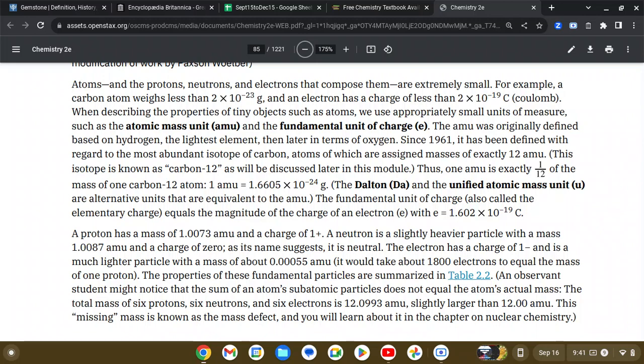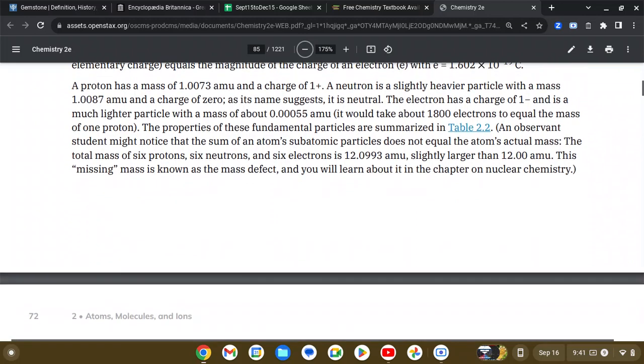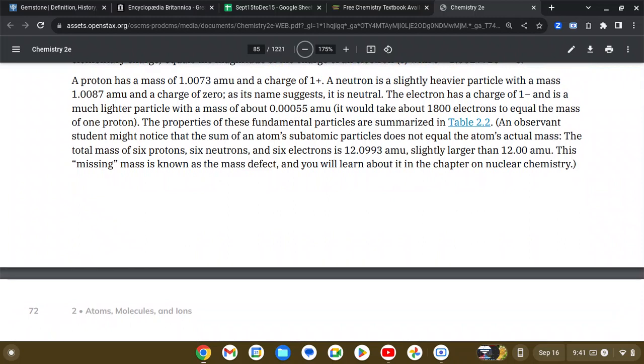The fundamental unit of charge, also called the elementary charge, equals the magnitude of the charge of an electron, with e equals 1.602 times 10 to the negative 19 coulombs. A proton has a mass of 1.0073 AMU and a charge of +1. A neutron is a slightly heavier particle with a mass of 1.0087 AMU and a charge of 0. As its name suggests, it is neutral.